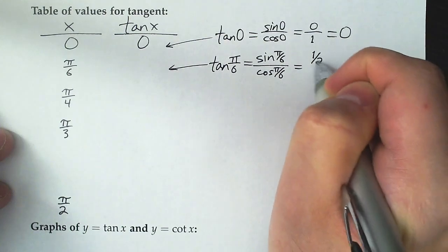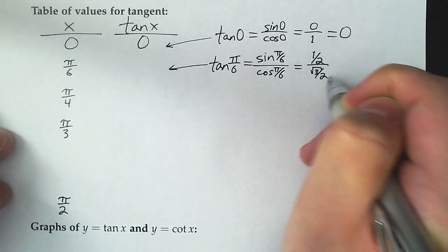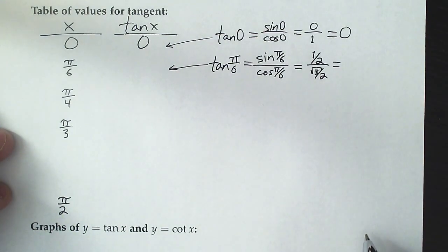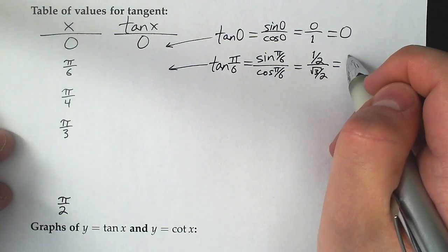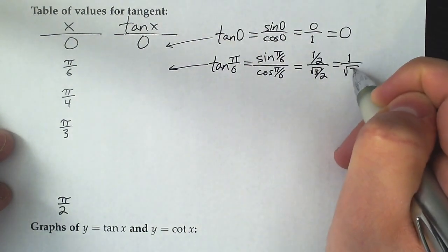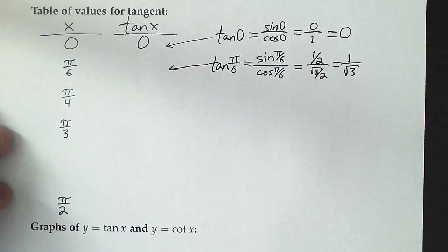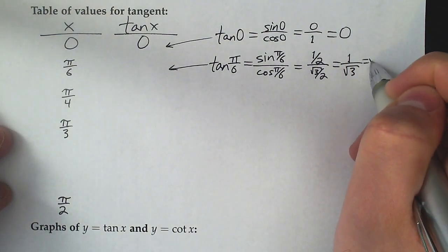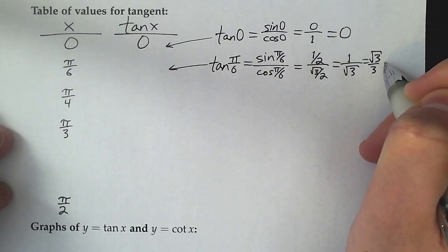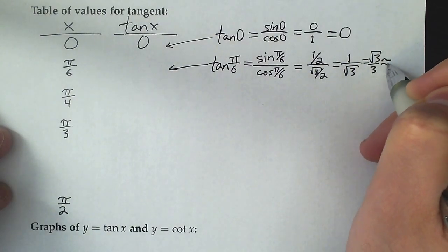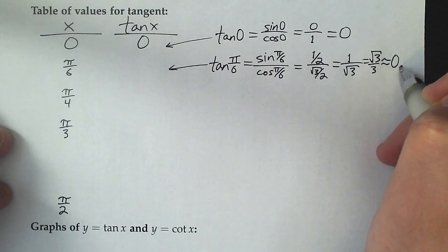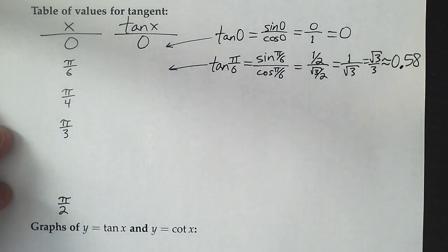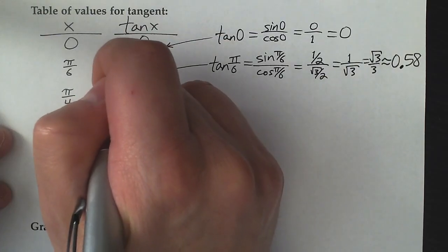So this would be 1/2 over square root of 3 over 2. There's a couple of ways we could simplify this. Right now, because I know what we're working on is we want to graph this, this is square root of 3 over 3. As a decimal, I found this with a calculator to be around 0.58. I think that's going to help when we get to graphing it, so I'll write it that way.